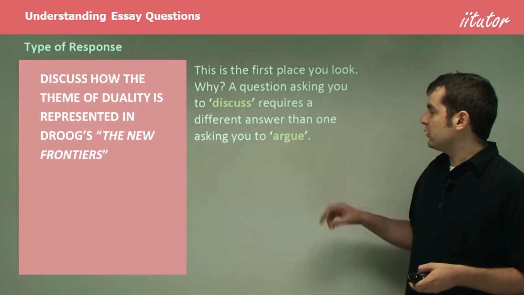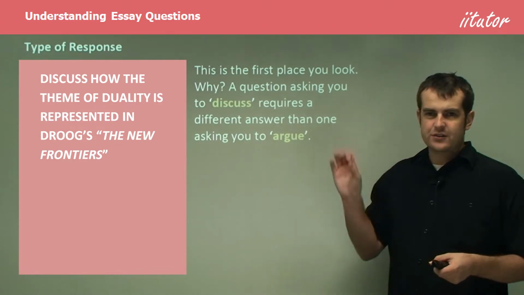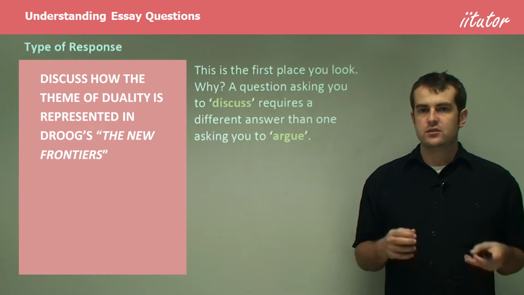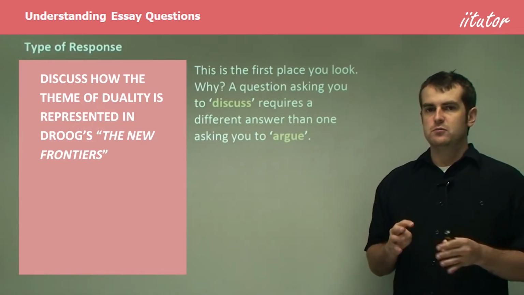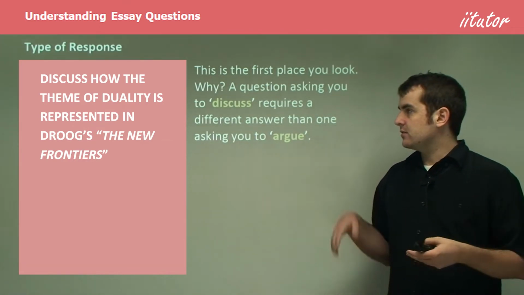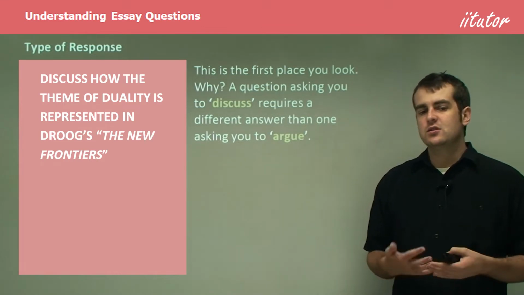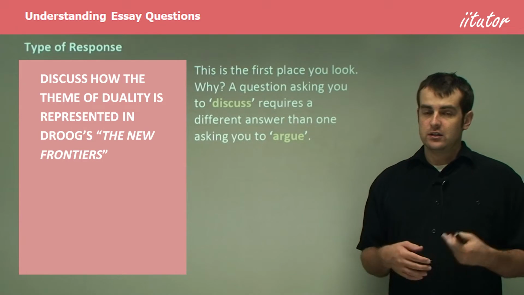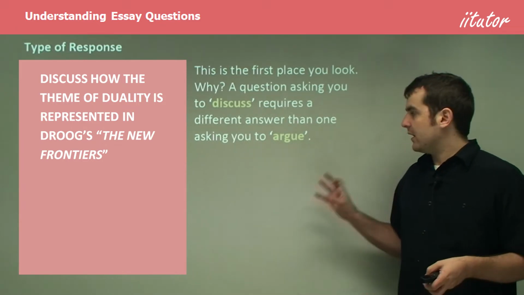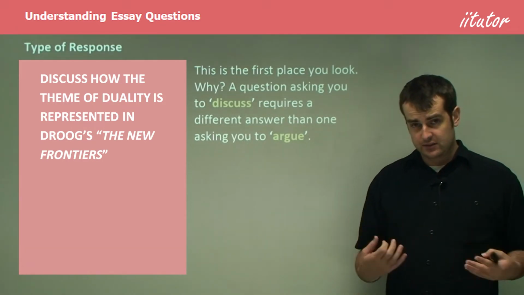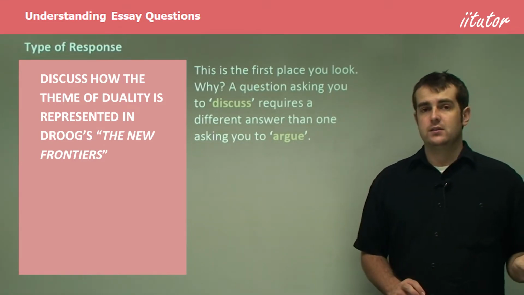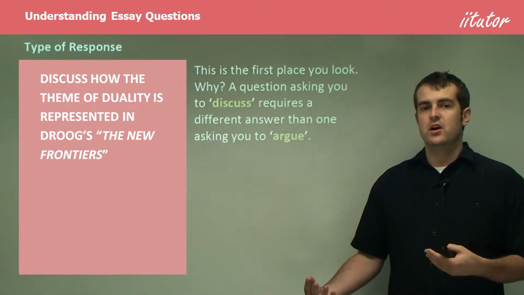It's the first place you look, and the reason why is because a discussion question is very different from one asking you to argue. So immediately it's instructing you how you should be answering the question. A discussion question will ask you to create a balanced interpretation and construct an argument that way. Whereas an argument, as that keyword suggests, is asking you to come up with a one-sided interpretation that is completely airtight and is dismissive of the other side.